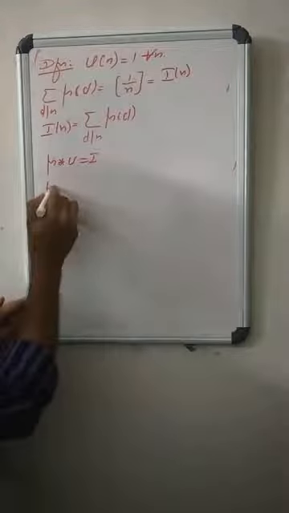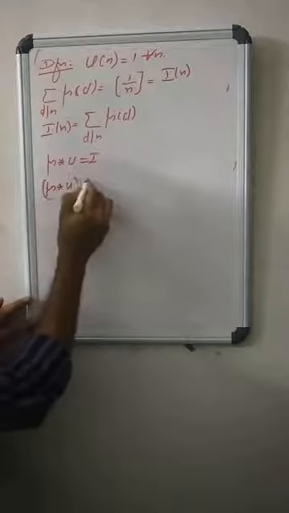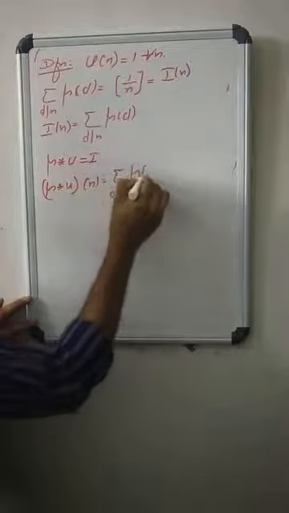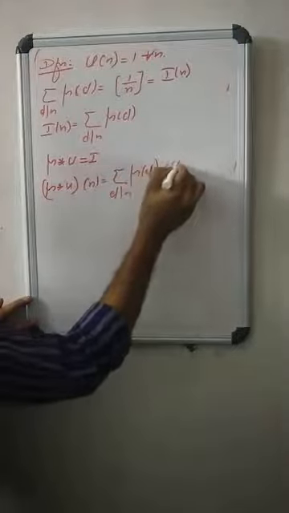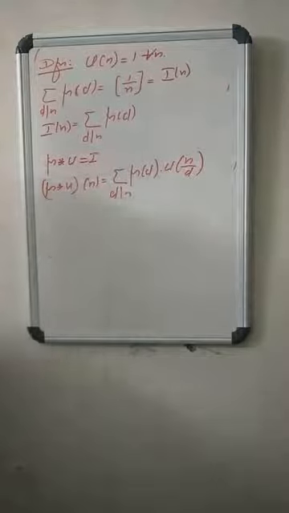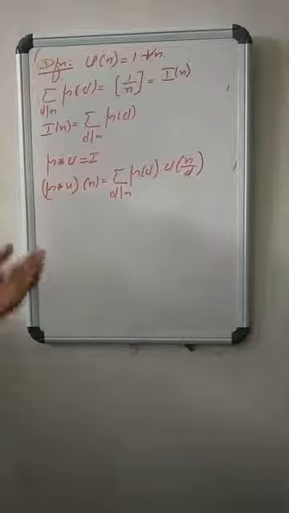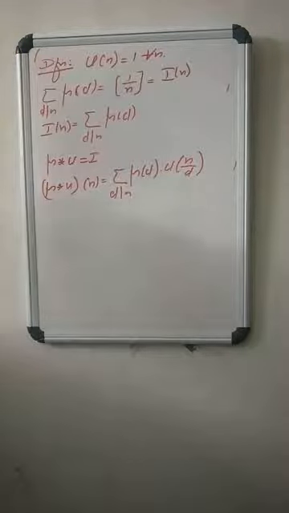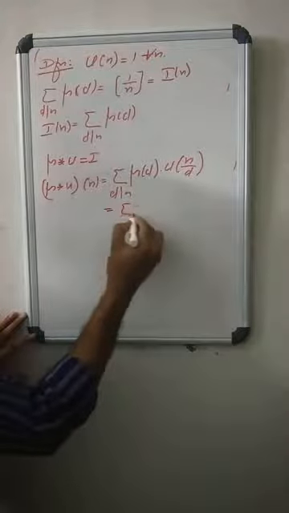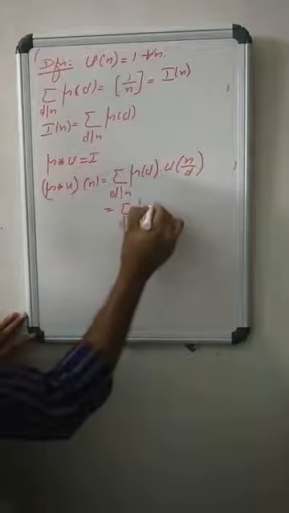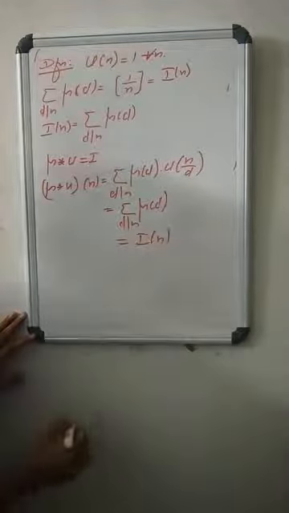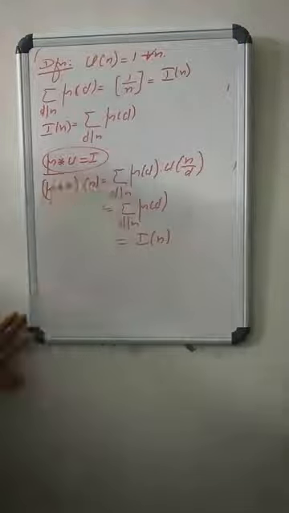Why? Because what is mu star u of n? Mu star u of n equals sigma over d divides n mu of d into u of n by d. What is u of n? u of n equals 1 for all n. So as d runs through the divisors of n, n by d also runs through the divisors of n. So it is sigma d divides n mu of d equals I of n. So finally mu star u equals I.